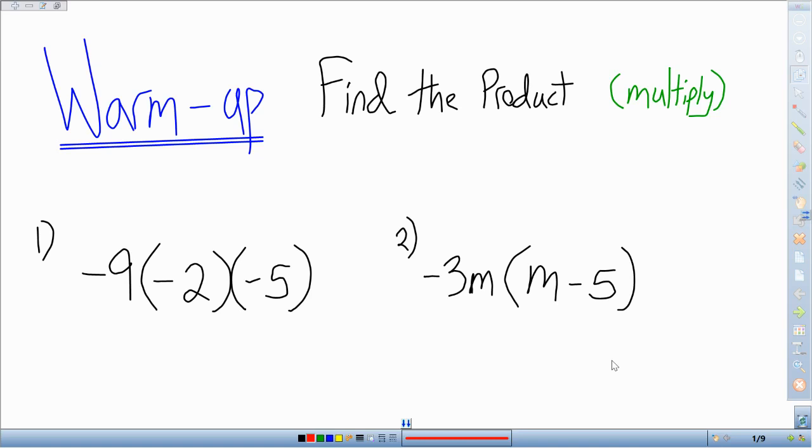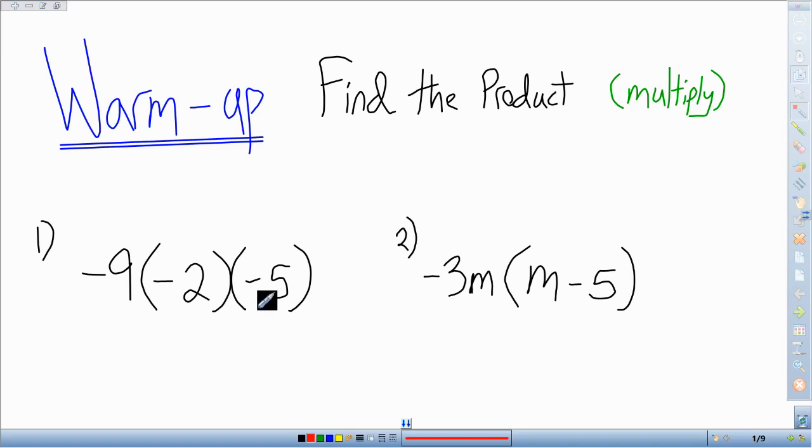Okay, so yesterday you probably remember multiplication rules, something that you've definitely learned in the past, though it's nice to have a little refresher. Taking a look at number one here, we've got three numbers being multiplied. First reminder, we can multiply these numbers in any order. I could do -9 times -2 or -9 times -5. It doesn't matter when we have just a bunch of multiplication. So I'm going to choose to multiply the -2 and the -5 together.